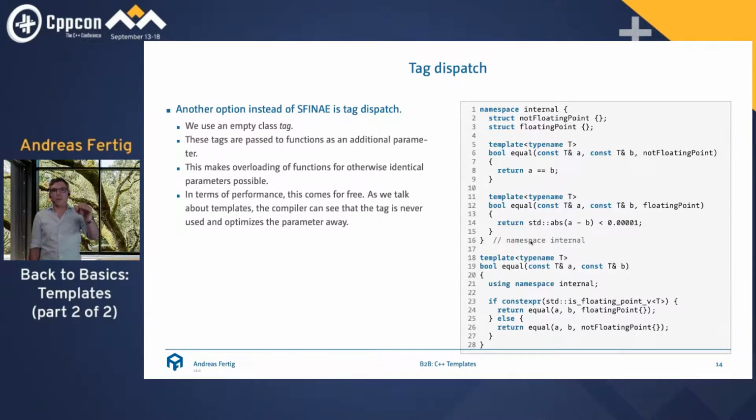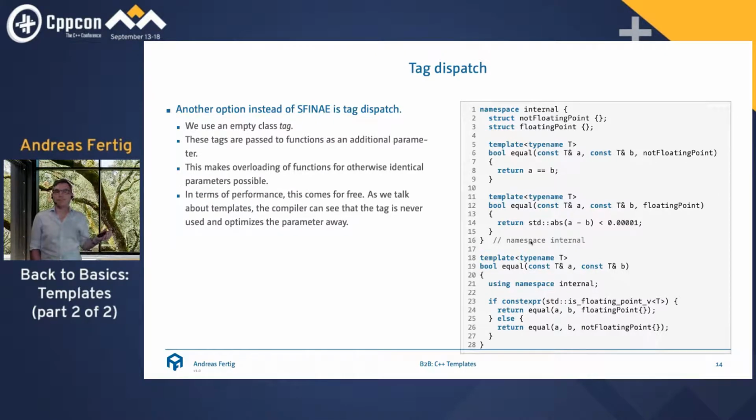And in the internal namespace, I also have two equal implementations, one for the general case where I use the equal operator and one for the case for floating point types. The floating point type takes a third argument of type floating point. The first one takes one called not floating point. So by passing in line 24 and 27, or forwarding my arguments a and b and passing then either floating point or not floating point as an object, the compiler can select the two templates above.